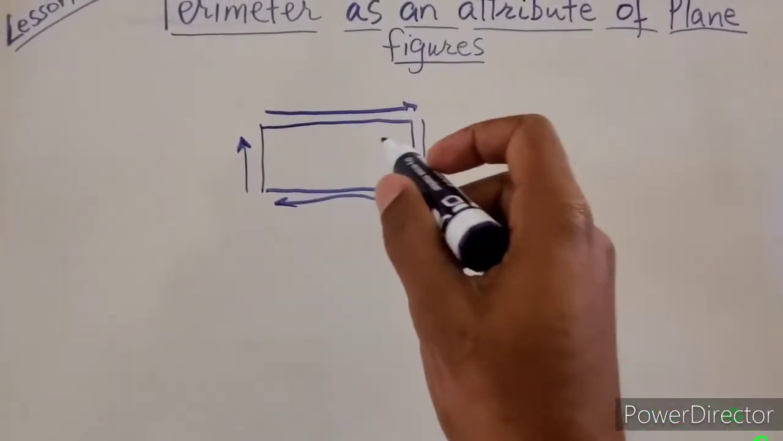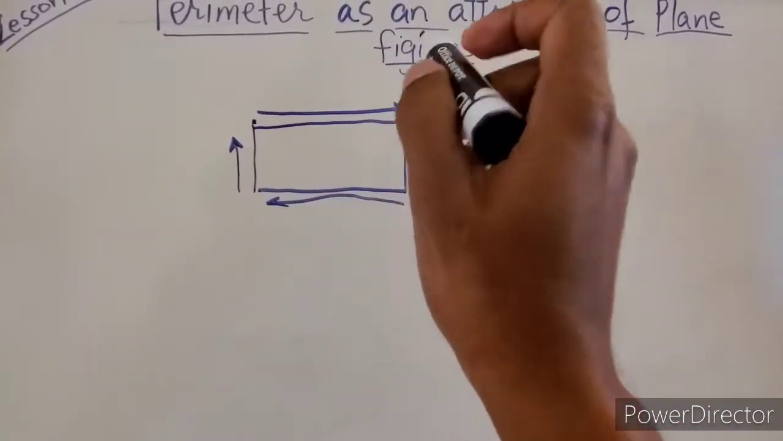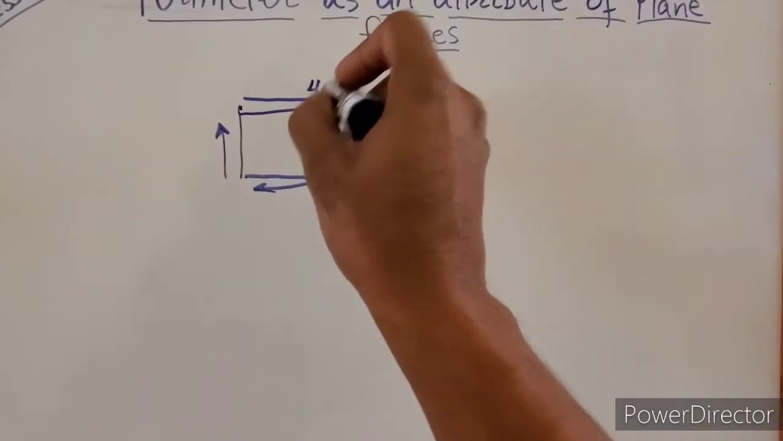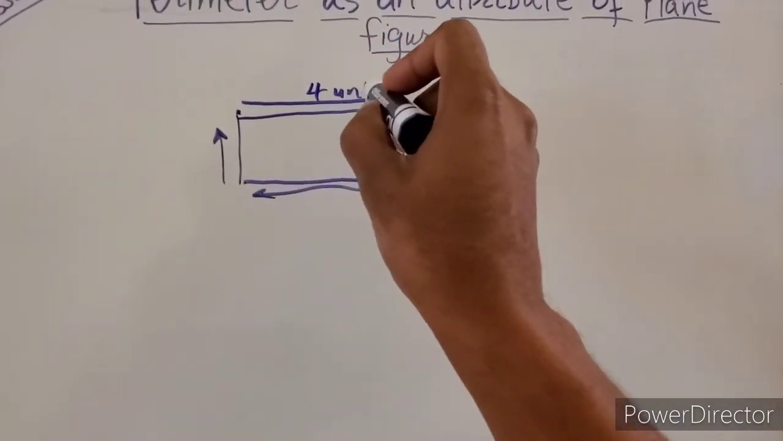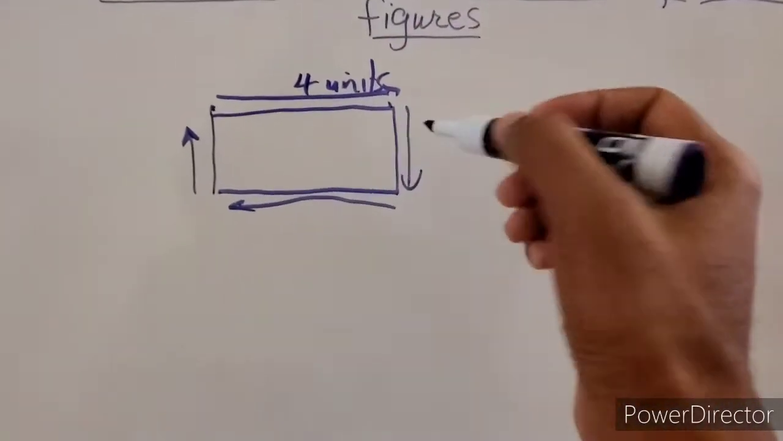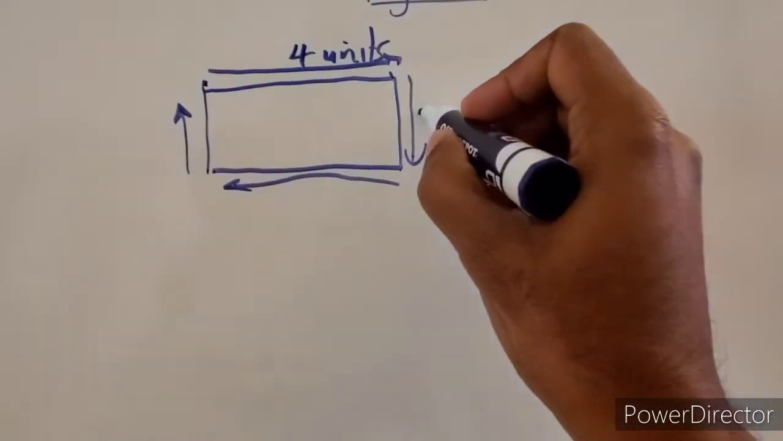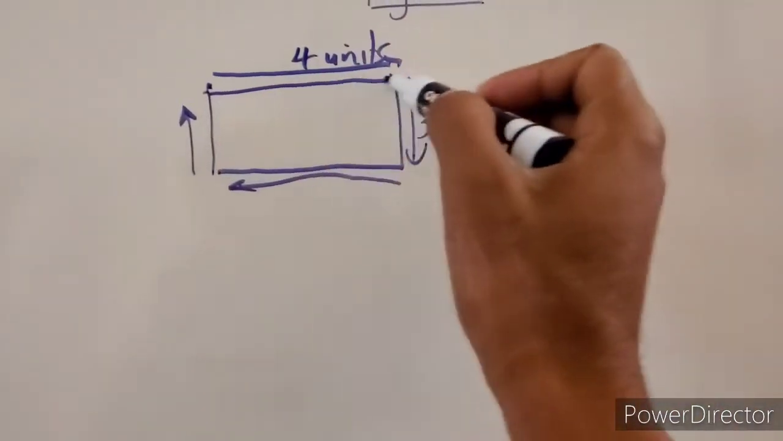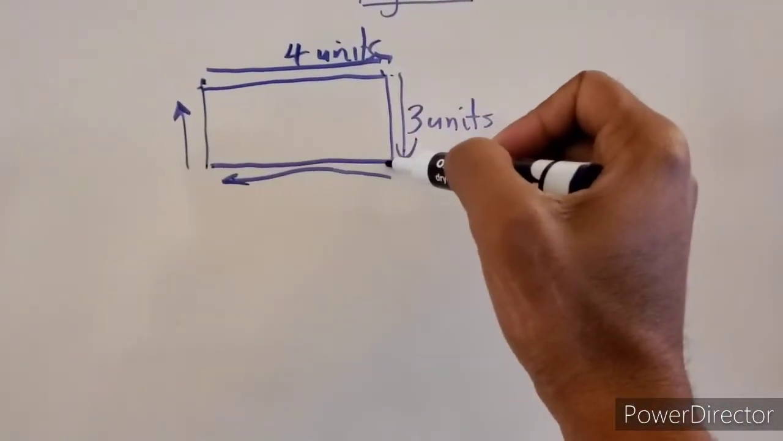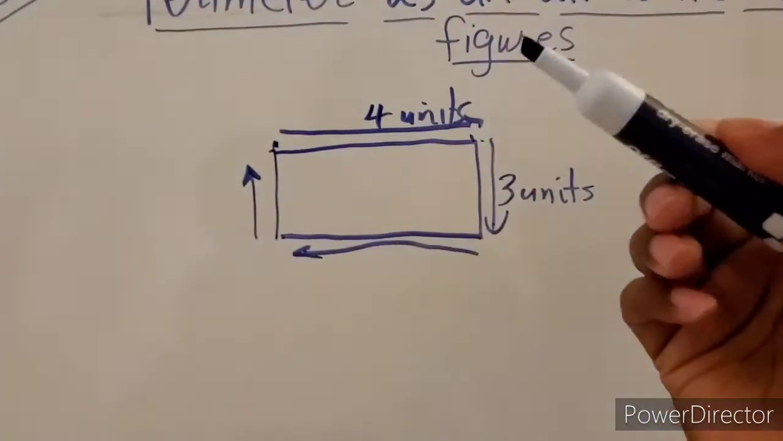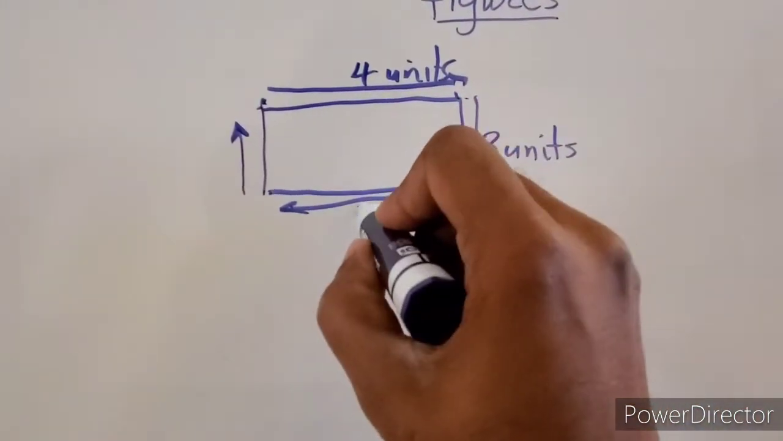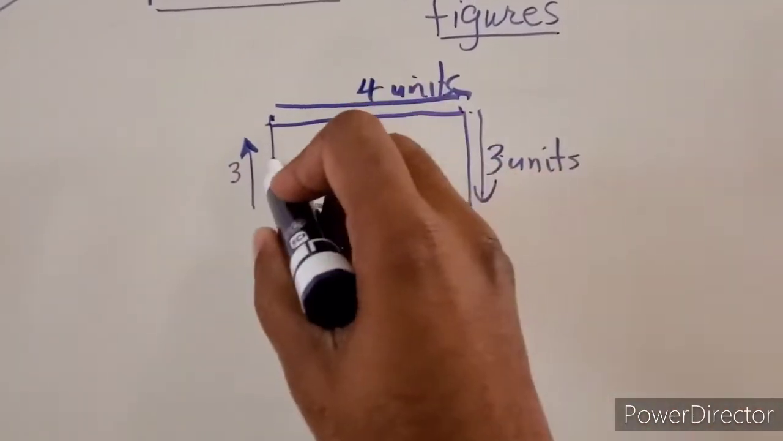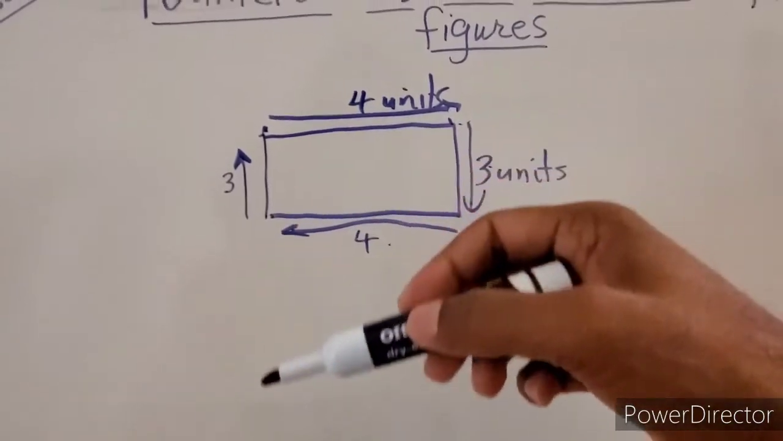Now the perimeter, you can give this a number. So the length of this side could be maybe 4 units, and the length of this side could be maybe 3 units. And then if this side is the same length as this side, because it's a rectangle, then this side will also be 4 units, and then this side would also be 3 units. So the opposite sides are equal.